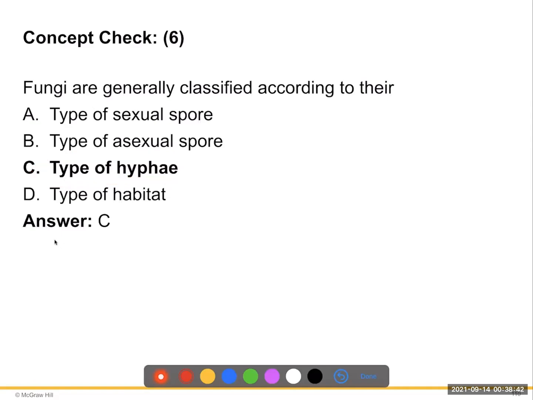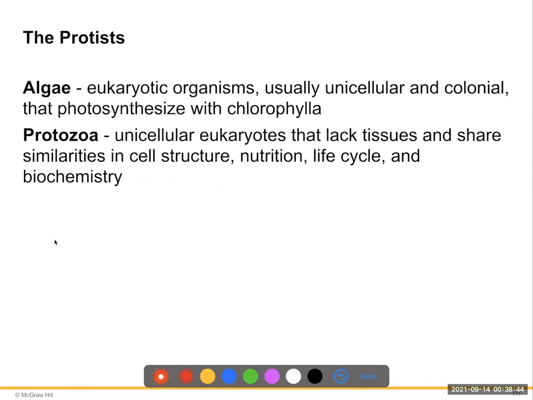Perfect. The protists. Protists are algae, protozoa. Algae are eukaryotic organisms. They're usually unicellular and can be colonial. They photosynthesize with chlorophyll, so they produce energy using sunlight. Protozoa are unicellular eukaryotes. They lack tissues, and share similarities in cell structures, nutrition, life cycle, and biochemistry.